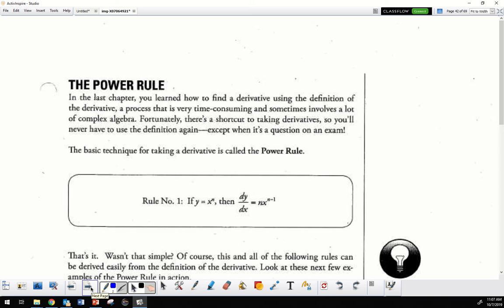Okay, so power rule. Power rule means I take the exponent and multiply it out front, and then I subtract 1 from the exponent. That's the whole power rule. There it is. I subtract 1 from the exponent, and whatever value was at the exponent multiplies out the front.